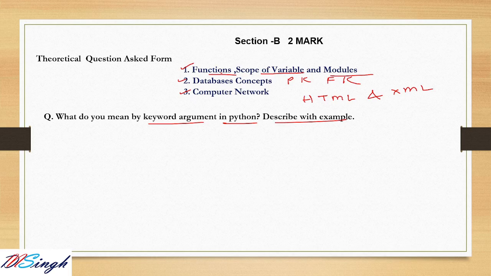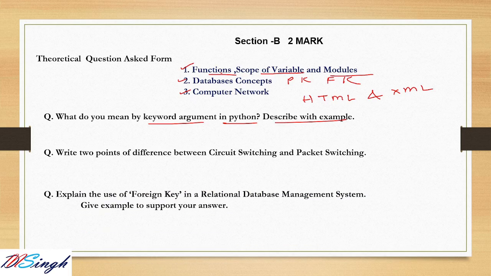Next type of question you have here is from computer network: differentiate between circuit switching and packet switching. So any of the computer network differences or concepts or protocols they will ask in 2 marks. Another one is from databases, like explain the concept of foreign key. Remember to associate examples in each theoretical question. So that is the 2 marks question which is coming under section B from the theory part.